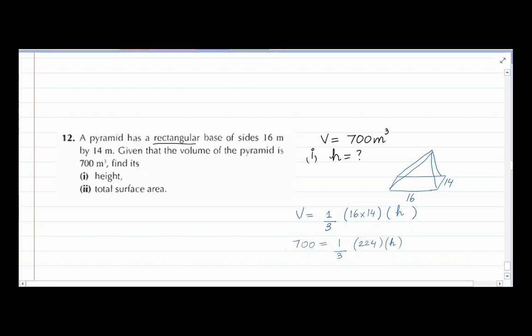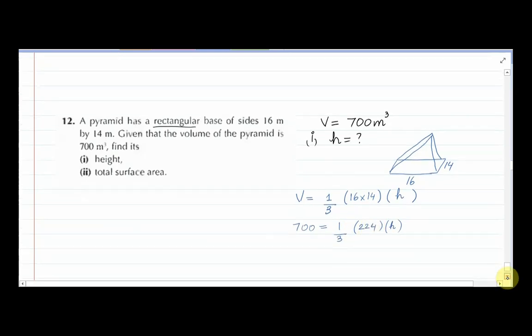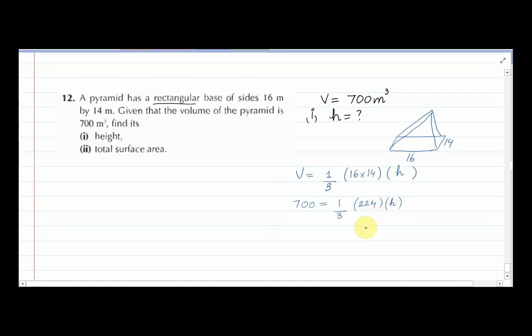You need to find out the value of h. Make h the subject of the equation. It will be 700 times 3 is equal to 224 times h. Now you need to divide it. So 700 times 3 divided by 224 is equal to h.